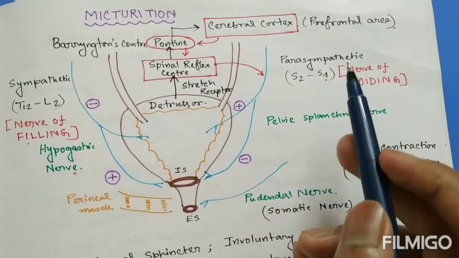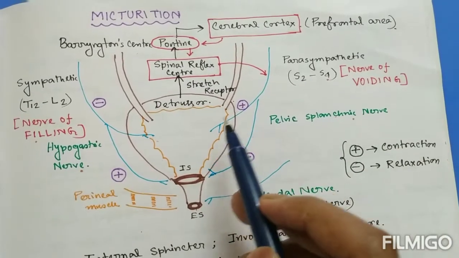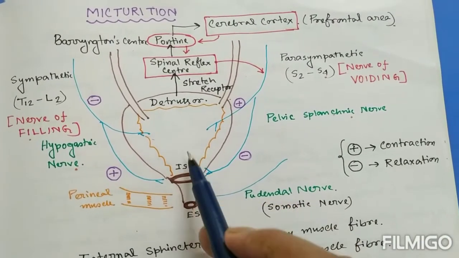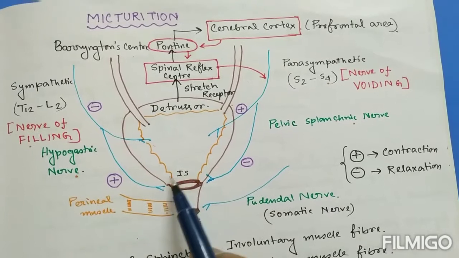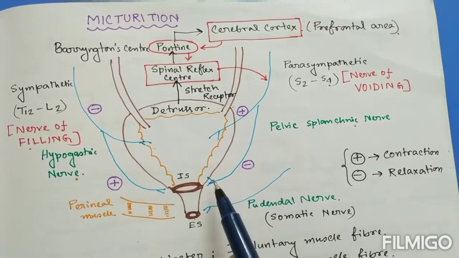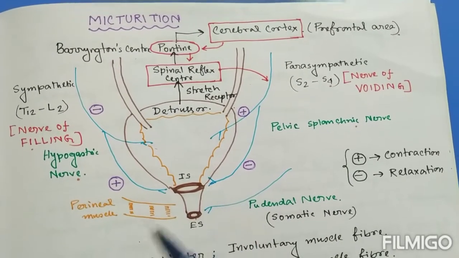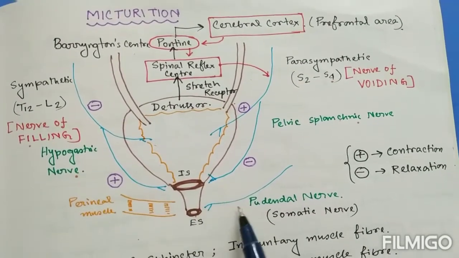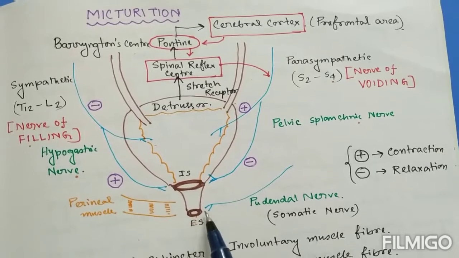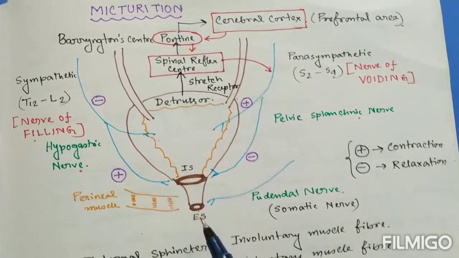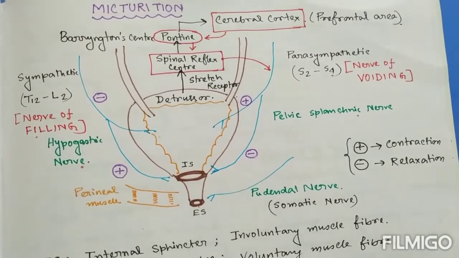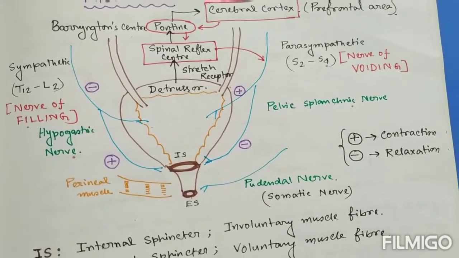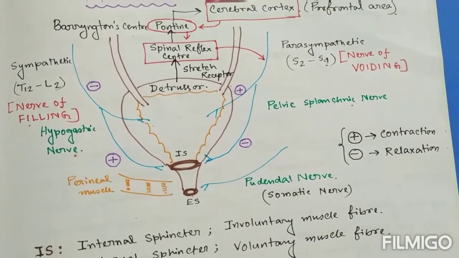And just opposite, the parasympathetic will contract the detrusor, so the urine tries to pass out, and the internal sphincter is also open due to the relaxation. Hence it's called the nerve of voiding. Another nerve, the pudendal nerve, which is a somatic branch, supplies the external sphincter. So an individual can voluntarily control his or her micturition with respect to time and place.